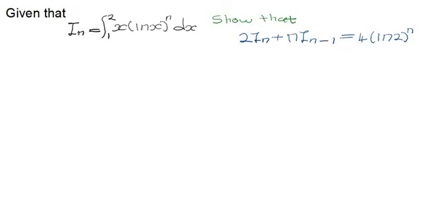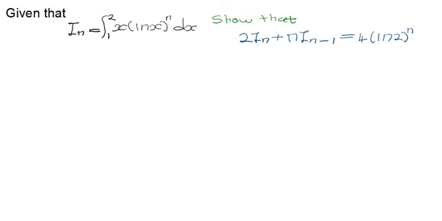Okay, so we're going to go through a question on integral calculus, where we're given that I_n is equal to the integral of x multiplied by (ln x)^n dx, with limits from 1 to 2. From this, we have to show that what we have at this point is equal to what we have here. That's the first thing we do, and afterwards we'll have to do some evaluating.